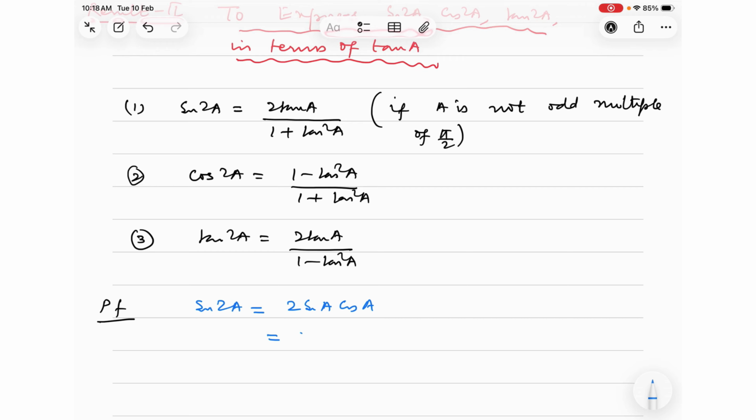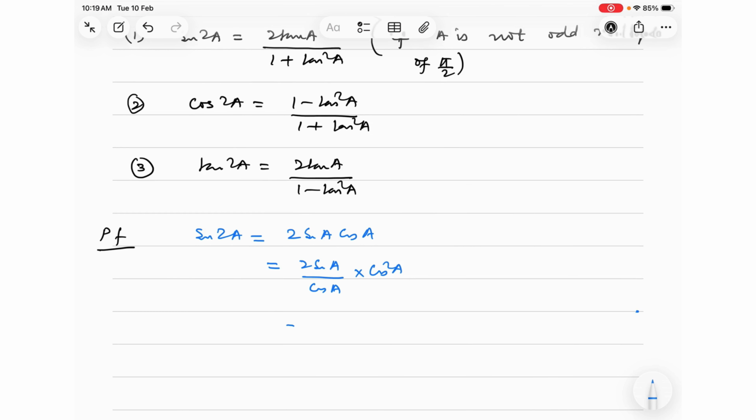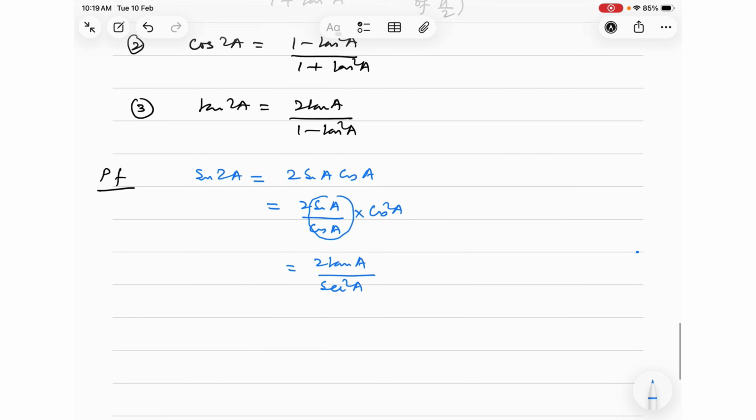Now this we can write as 2 sin A by cos A into cos square A, because one cos gets cancelled, we get 2 sin A cos A. So therefore this we can write as sin A by cos A is 2 tan A into cos square A, which we can write as 1 by secant square A. Therefore this is 2 tan A by secant square A.